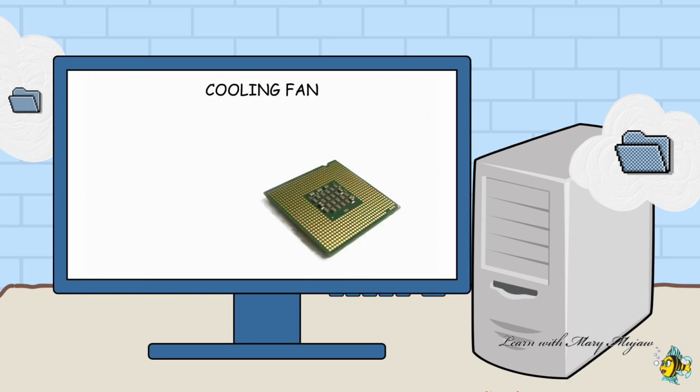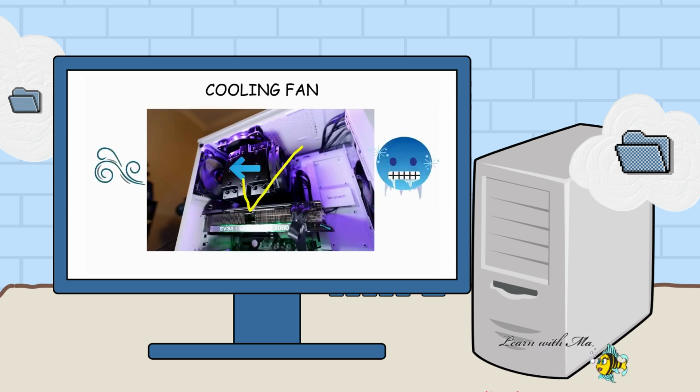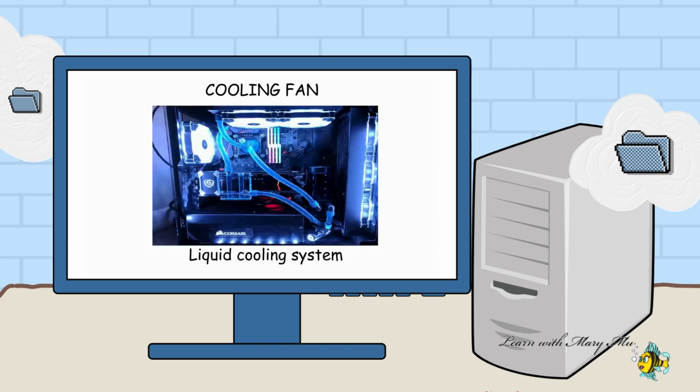Cooling fan. Some areas like the CPU can be very hot, so we need a cooling fan. It's usually attached to the processor or placed inside the case to push out hot air and bring in cool air to prevent slowing down performance or damage. Some high-performance setups use liquid cooling as an upgrade for better heat management.